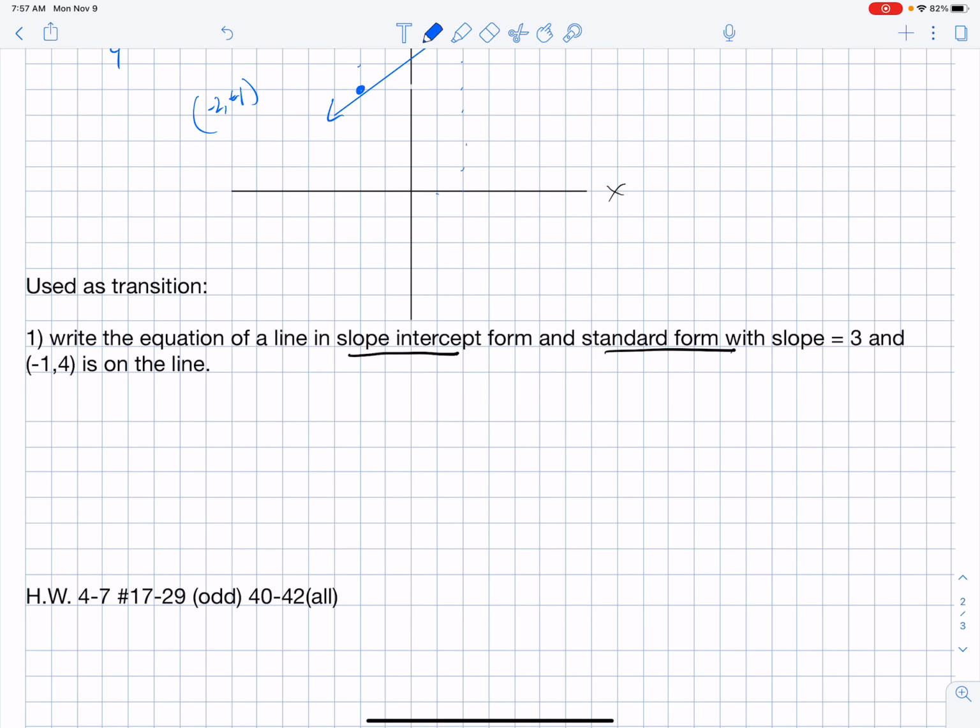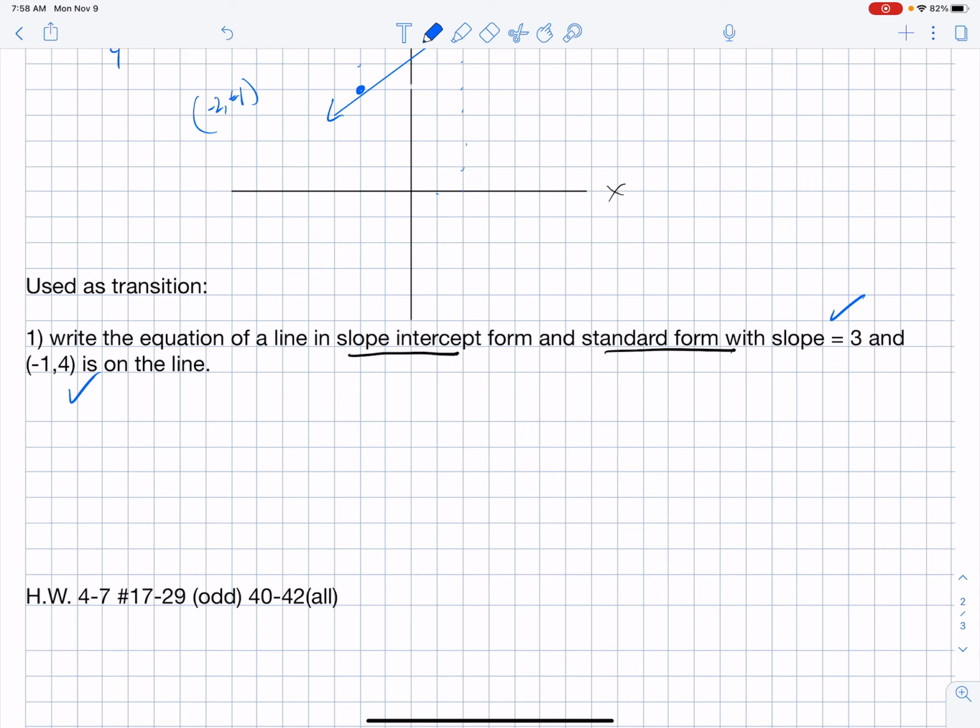Okay, and lastly, we want to use it. This is where we usually use it to go ahead and transition into standard form. So we're first going to write the equation of a line with slope 3 and a point -1, 4 is on the line. We're going to write it in slope-intercept. Why? Because they gave us a slope and they gave us a point, not a slope and an intercept. Okay. So we're going to do all of them here.